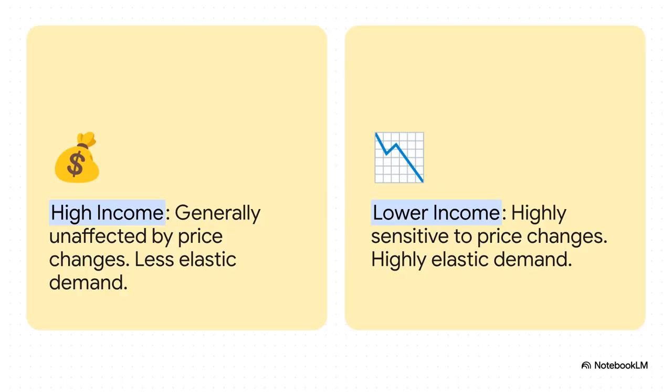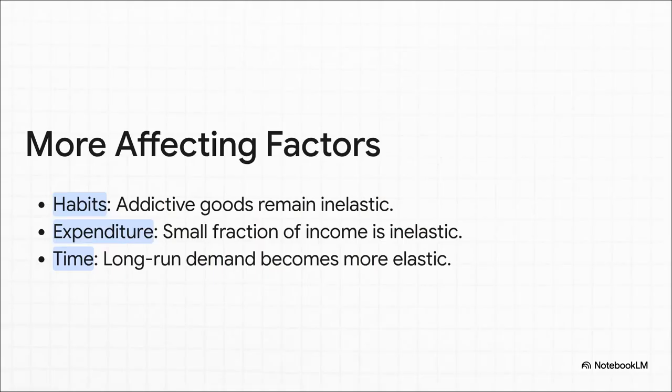We also have to factor in exactly who is doing the buying. Look at income levels. Higher income earners generally have less elastic demand. They just aren't influenced much by everyday price changes. Conversely, lower income groups who are budgeting carefully are highly sensitive to price changes, resulting in highly elastic demand for those exact same goods. And of course, let's not forget the power of human behavior. Deep-rooted habits or addictions force demand to remain inelastic even when prices absolutely skyrocket.